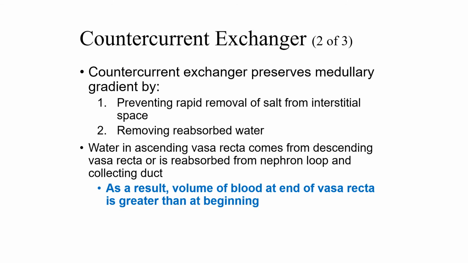So the exchanger preserves the medullary gradient by preventing rapid removal of salt from the interstitial space, and by removing reabsorbed water. So water in the ascending vasa recta comes from the descending vasa recta, or it's reabsorbed from the nephron loop and collecting duct. What does all that mean? It means that the volume of blood at the end of the vasa recta is greater than it was at the beginning.